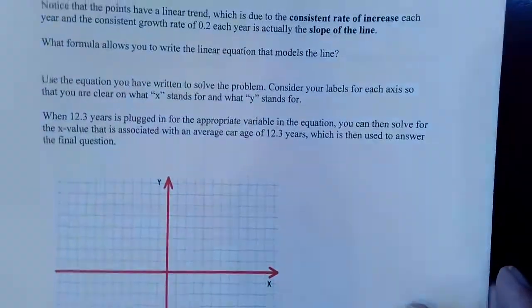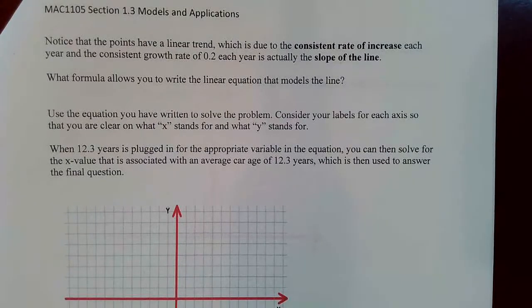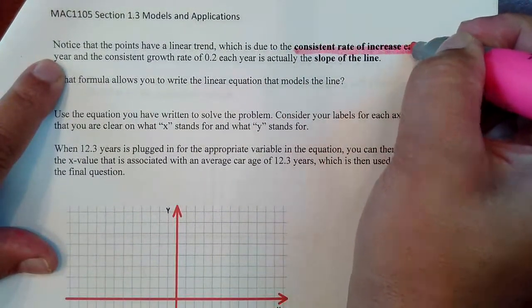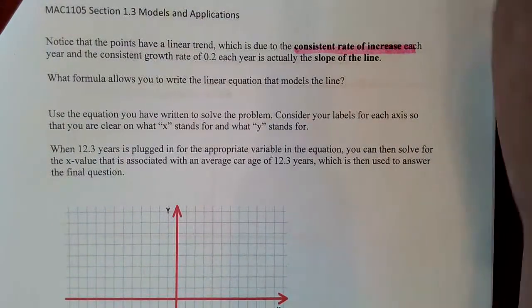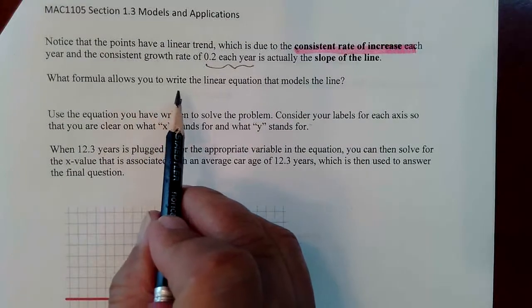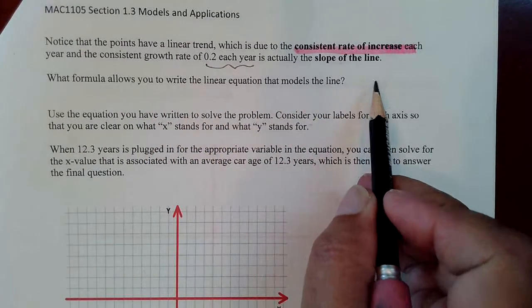On the next page, it says, notice that the points have a linear trend. You will notice that once you go to plot them, which is due to the consistent rate of increase. And that consistent rate of increase, again, is the 0.2 that they talked about. What formula allows you to write a linear equation that models this line?